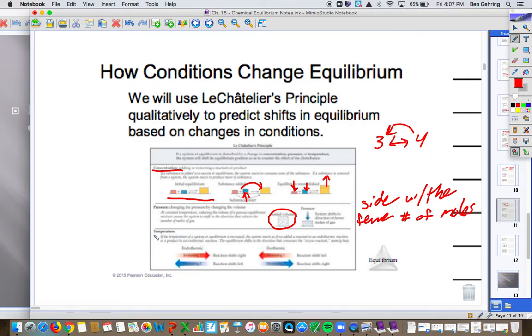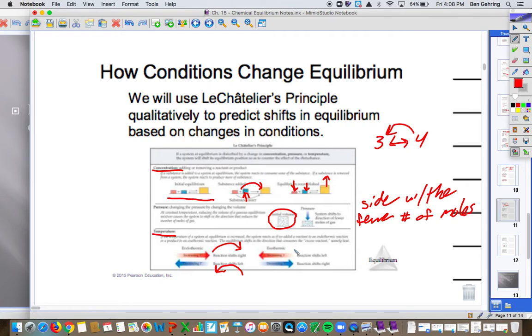And the last one that we're going to look at is temperature. If I have an endothermic reaction and I increase the temperature, I'm going to shift the equilibrium to the right. I'm going to push towards the products. I'm going to produce more products. I'm going to favor that reaction. If I decrease the temperature on an endothermic reaction, I'm going to favor the reverse reaction. I'm going to produce more reactants.